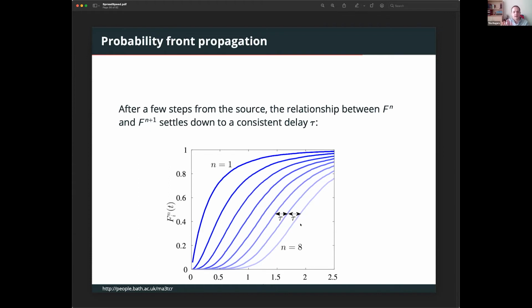Eventually, it settles down to a constant shape of a function that's just shifted right by a small amount, tau. So this tau is the typical delay between one person at distance 100, say, receiving the infection, and then passing it on to somebody at distance 101. The typical delay between layers 100 and 101 is about the same as the typical delay between layers 1000 and 1001, and the shape is basically the same. It settles down after a while. So what I'd like to do is calculate what's that shape and what's this delay tau.